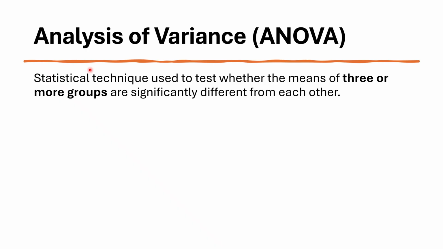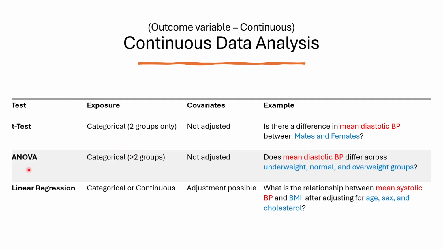As we learned previously, analysis of variance, or ANOVA, is a statistical technique used to test whether the means of three or more groups are significantly different from each other. And we have discussed the example of ANOVA a few times now. Does mean diastolic blood pressure differ significantly across these three groups: underweight group, normal weight group, and overweight group?